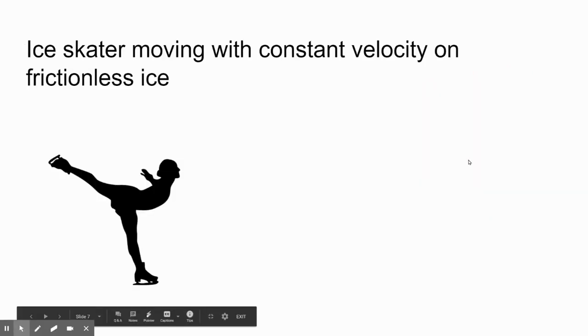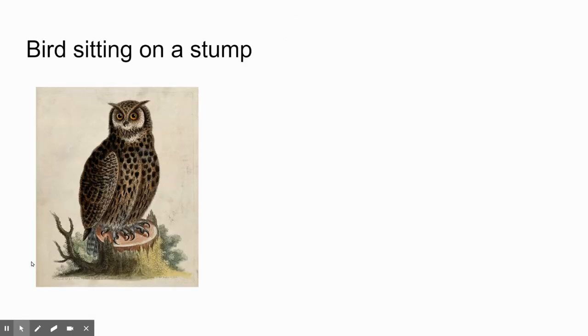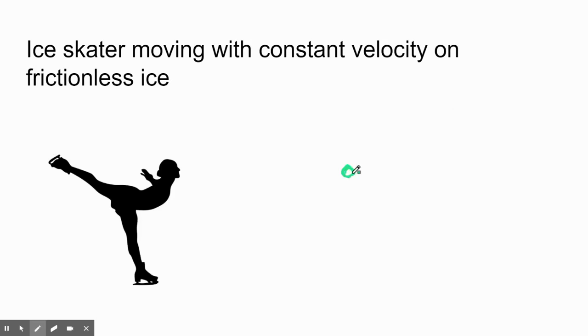Ice skater moving with constant velocity on frictionless ice. All right, draw your dot. There is my wonderfully amazing ice skater right there. I'm such a good drawer. All right, what forces should I draw? The what force? You're saying that there's a sideways force. What's pushing her sideways?